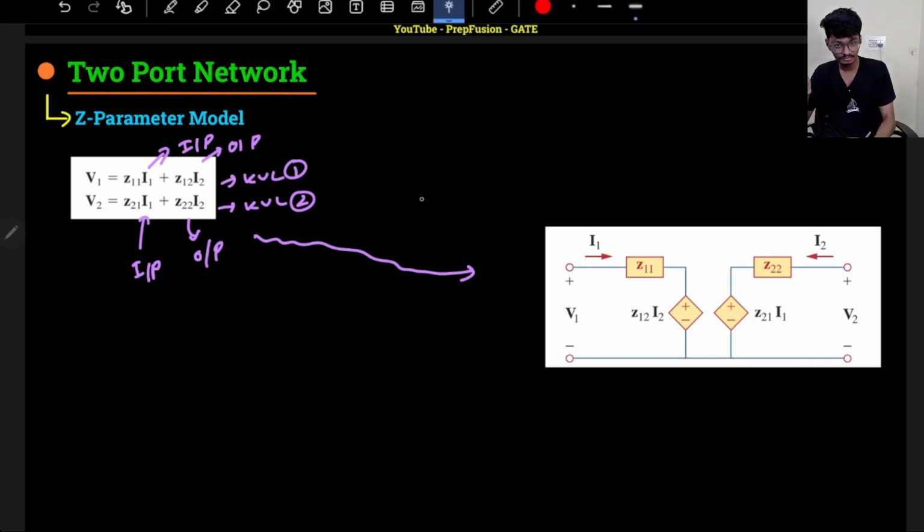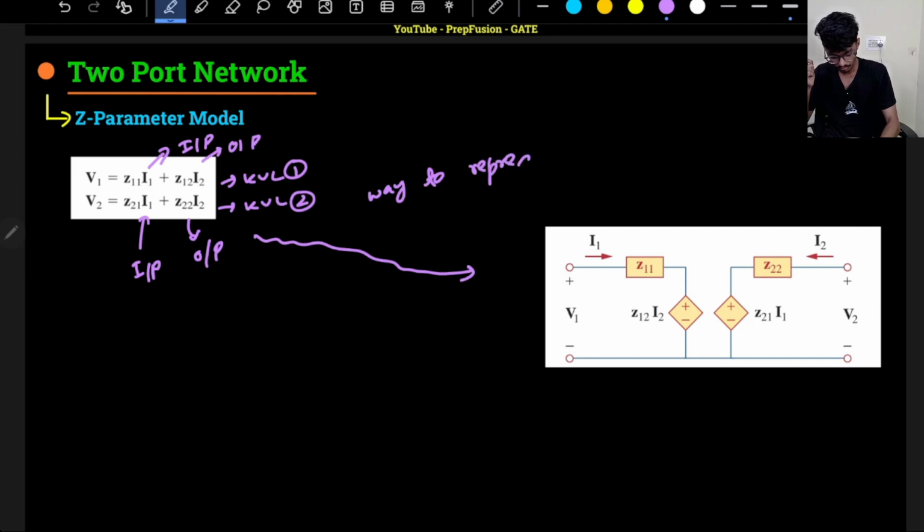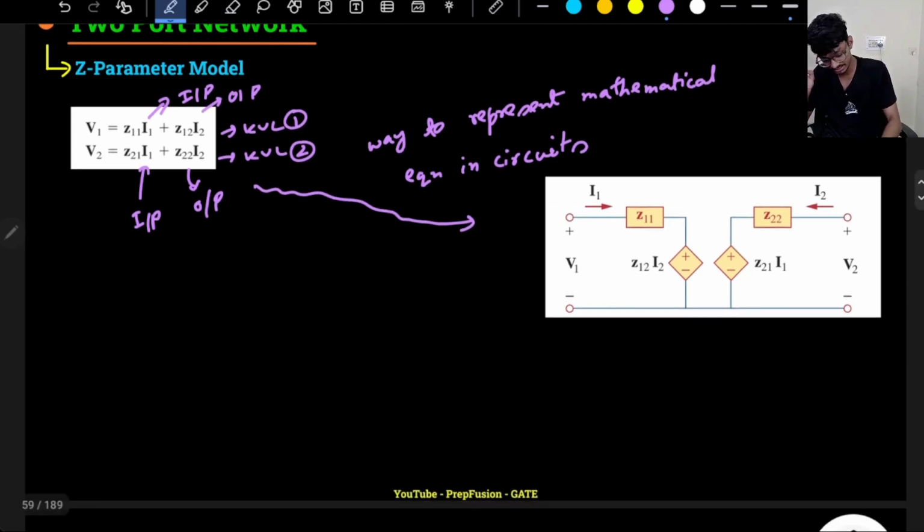This is just a way to represent, model means a way to represent a mathematical equation in circuits. Okay, this is not unique. Keep in mind, this is not unique. You can represent it in many ways.